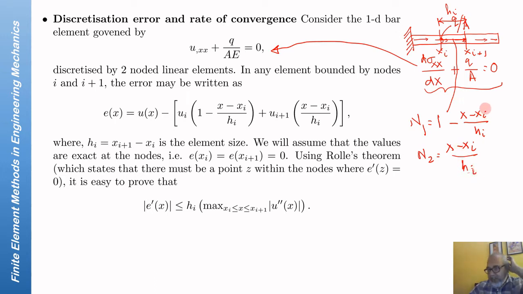With these shape functions, you can write the u at any point inside the element as this. So this is your assumed u, which we call uh(x), and this is the real u, which is the exact solution to this equation. So the error is u minus uh, and uh is this quantity. So this is the error.